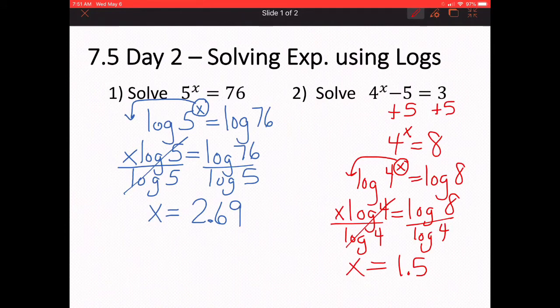All right, and again, you can plug it in to make sure that it works, and it should give you a true statement. So x equals 1.5.